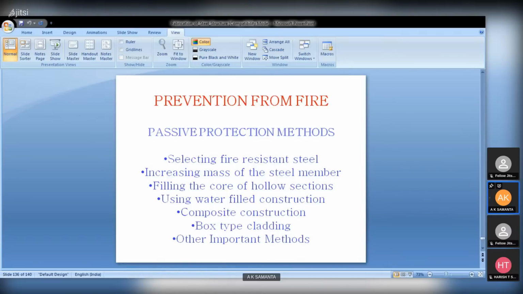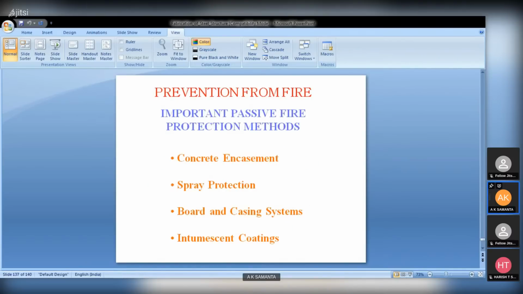Then box type cladding, where you just encase the steel column and beam with gypsum board, etc., so that the heat will not go into the steel column. And other important methods are also there. Now these are some other methods: concrete encasement, spray protection, board and casing system, and intumescent coating, which is nowadays coming.